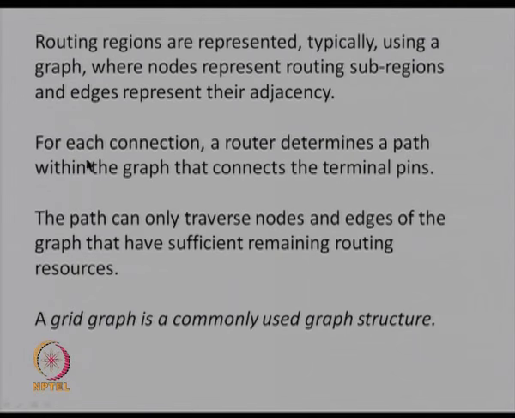Okay. Then, to model and describe the algorithms, routing regions are typically represented using a graph model. Again, graph is a very popular data structure in combinatorial algorithms for physical design automation. The nodes of the graph represent the routing subregions like channels and switch boxes, and the edges represent their adjacencies. For each net, the router determines a path within the graph that connects the terminal pins, or maybe a tree, not just a path, as I'll illustrate in the next example. But the important thing is that the path can only traverse those nodes and edges of the graph which have sufficient remaining routing resources.